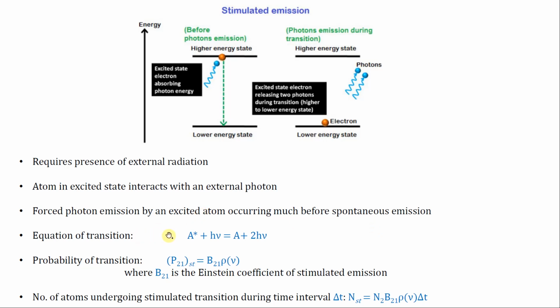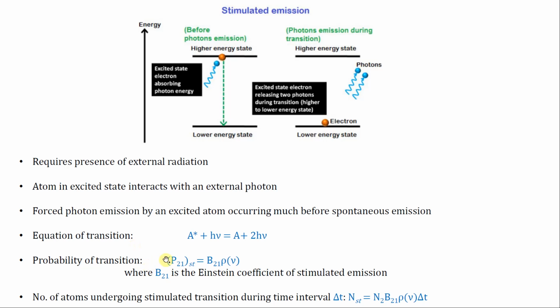The equation of transition you can mention as, say, the excited level, A star, along with that a photon acting, plus h nu, results in a ground level A, along with two photons which have come out, one spontaneous and one stimulated, that is 2h nu. So A star plus h nu is equal to A plus 2h nu.